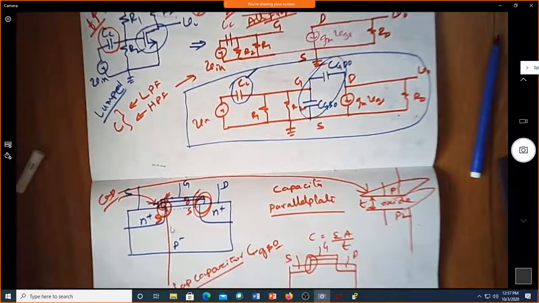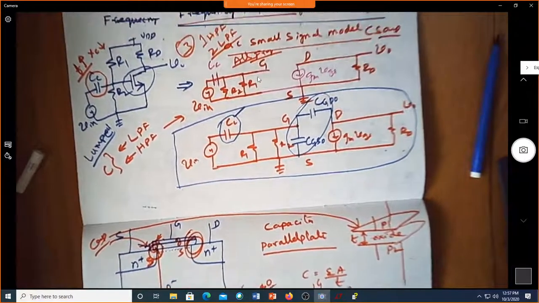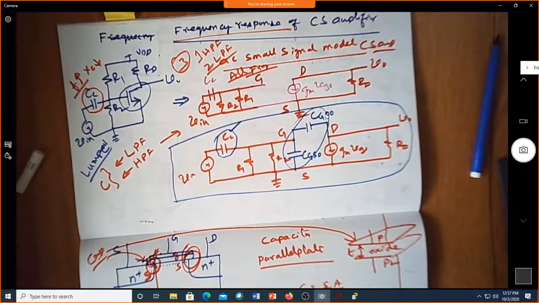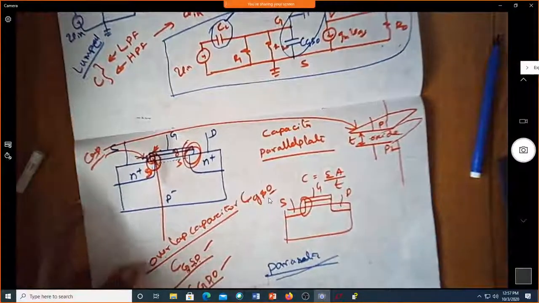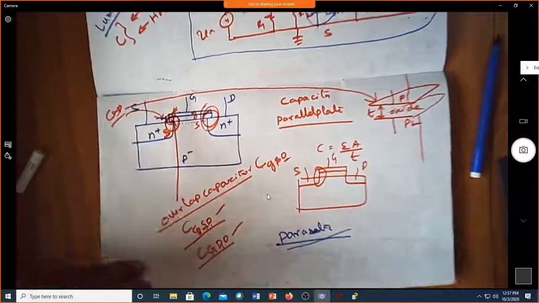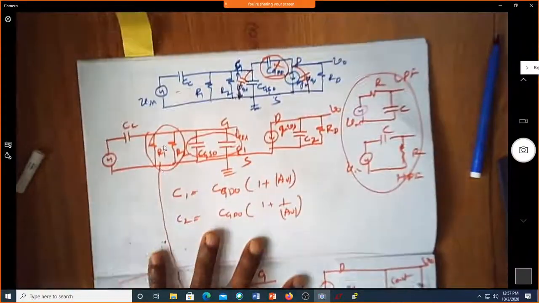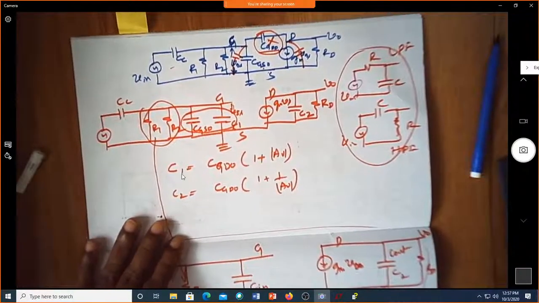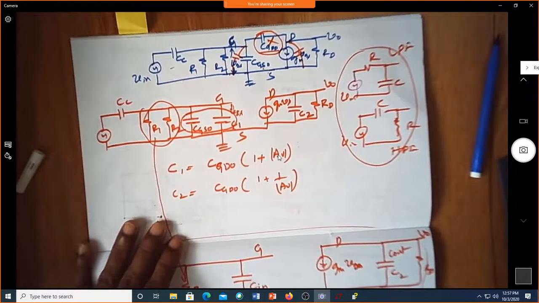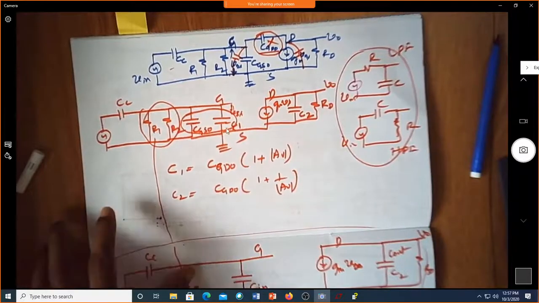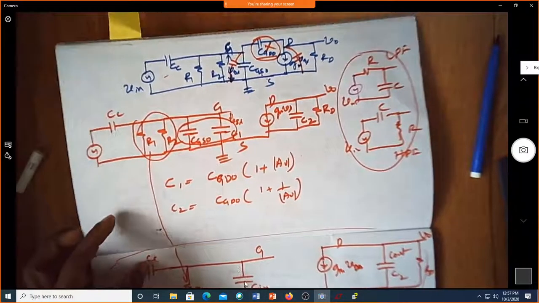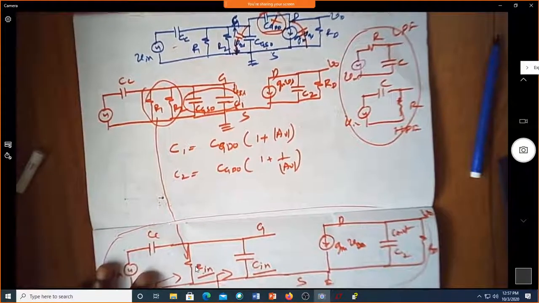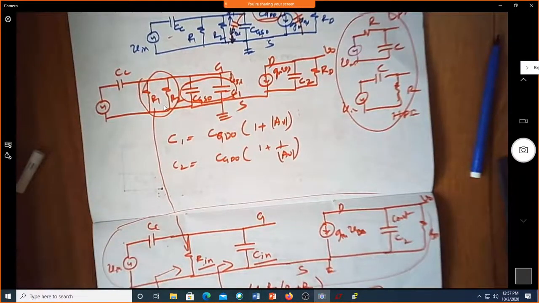Then we considered the parasitic capacitance of this MOSFET. We included CGS and CGD, and then using Miller's theorem, we could split that capacitance onto either side, that is C1 and C2. This is the expression for C1 and C2. They depend on the gain of the amplifier. You merge these two, put it as C in. You merge these two, put it as R in. You can see when we change the values of R1, R2, this R in is modified. When you change the value of CC, this was modified.